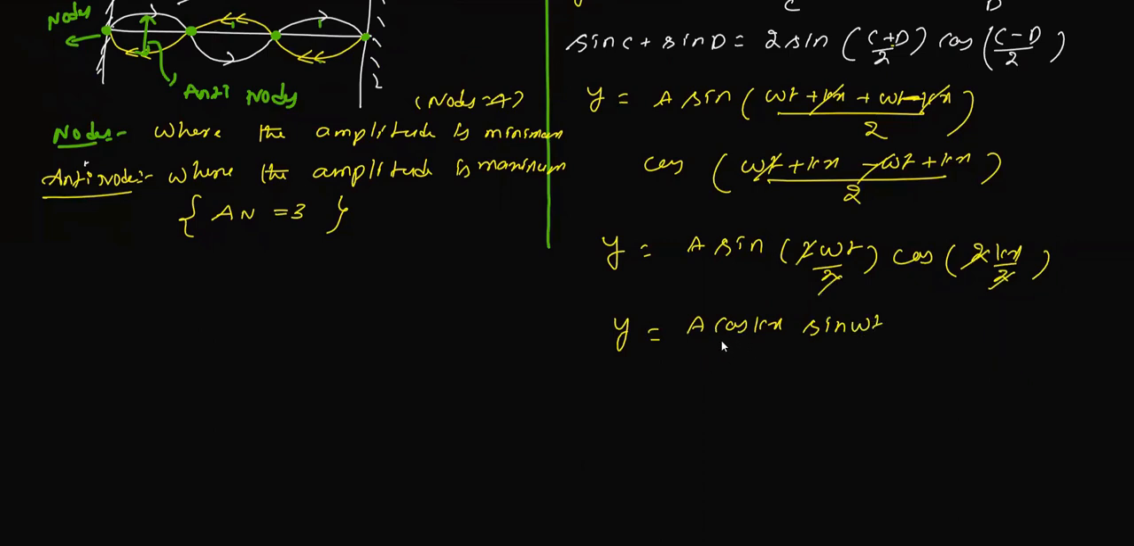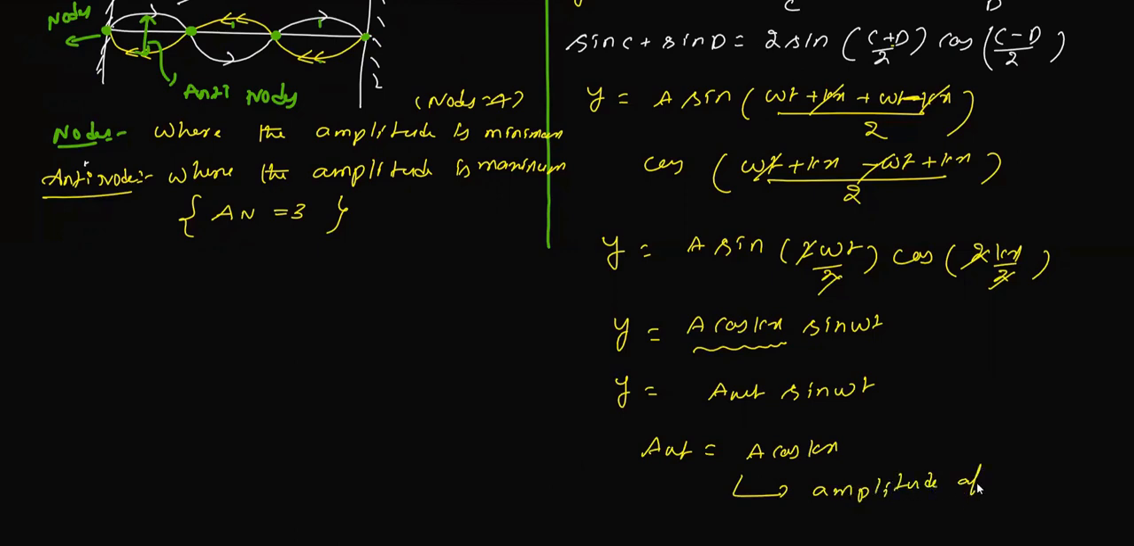In this case, this can be written as the net amplitude. How? y equal to a net sine omega t, I'm assuming a wave equation. If I compare with this equation, a net can be written as a cos kx. This is nothing but the amplitude of the wave, which we can discuss.